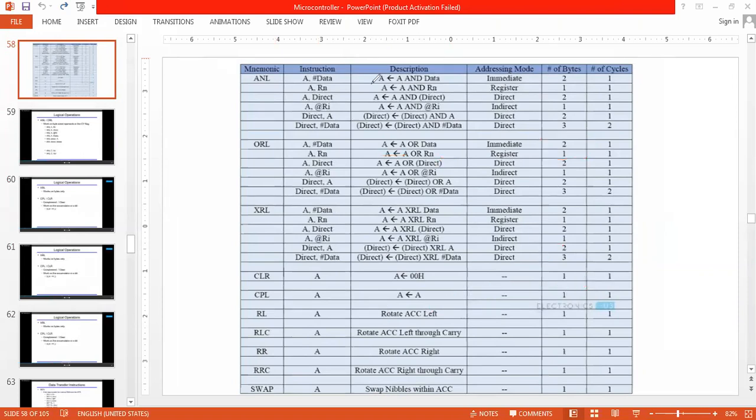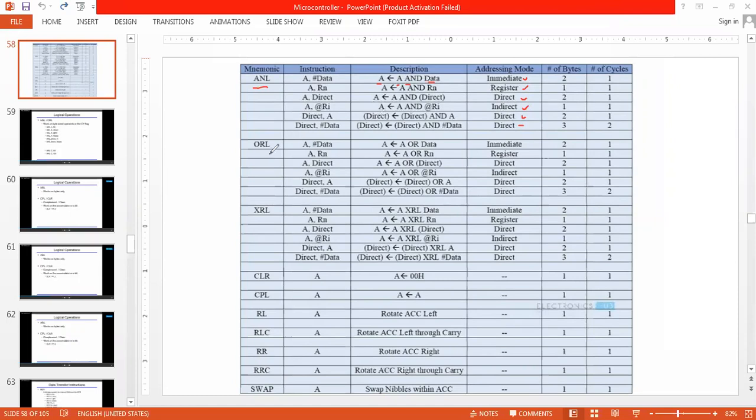So what we have looked into is the ANL logic. What will happen? A and the direct data, and the result is stored into A. So we can work upon immediate addressing mode, register addressing mode, direct addressing mode, and indirect addressing mode. The source can be a direct memory location.